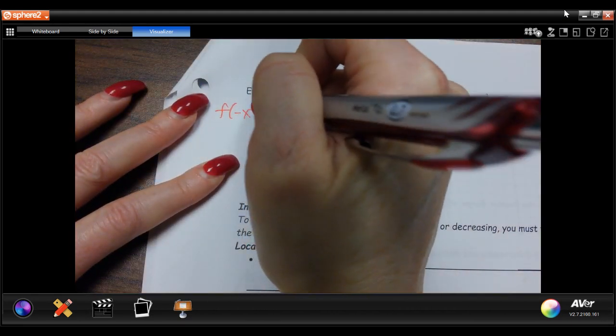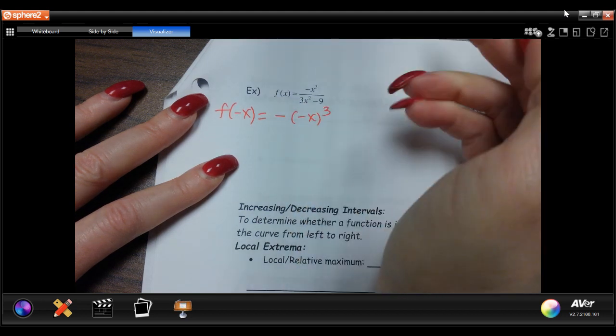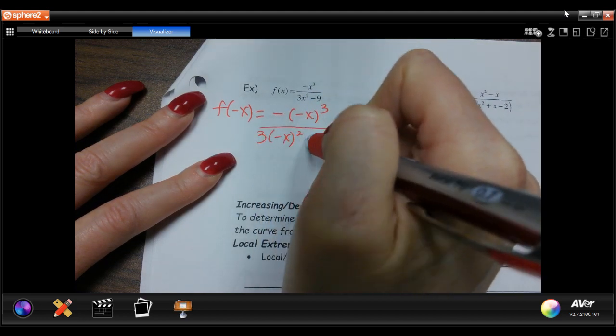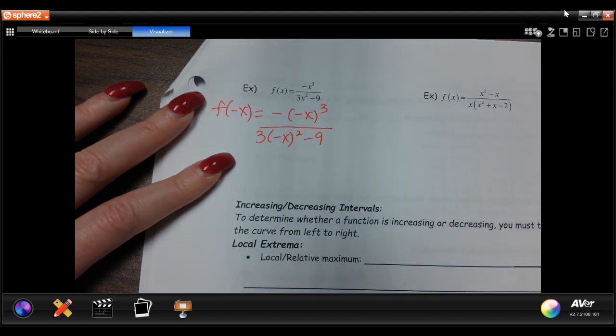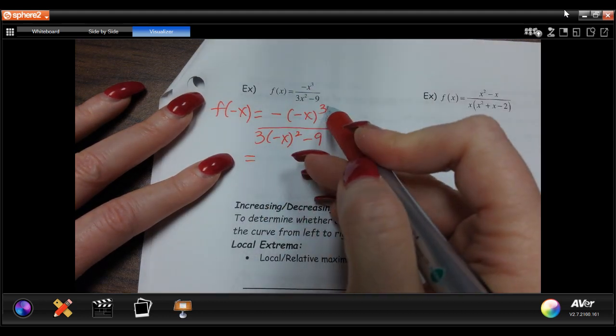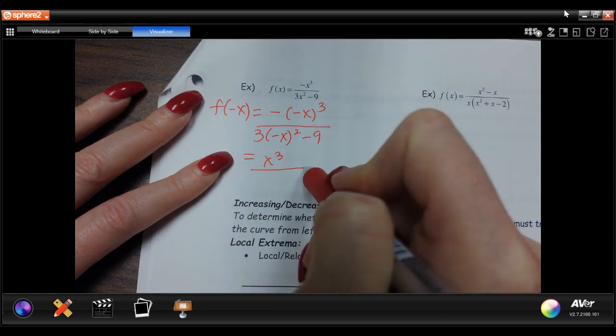F of negative x. We're going to plug negative x into x and then simplify. So a negative cubed is negative, times a negative is positive.